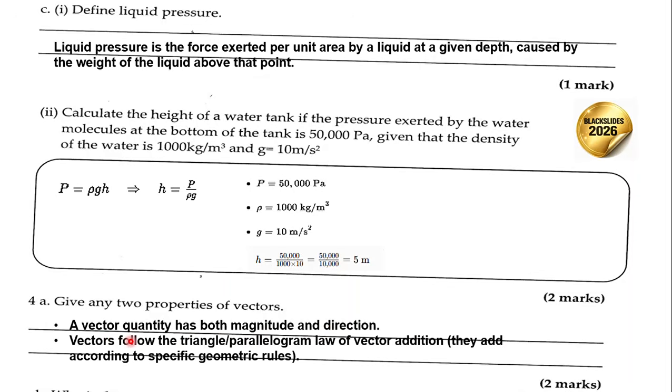So vectors also follow the triangle or parallelogram law of vector addition. They add according to specific geometric rules. These are the properties of vectors. 2 marks.